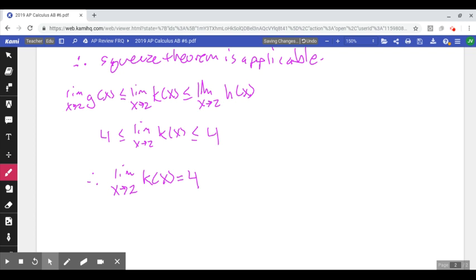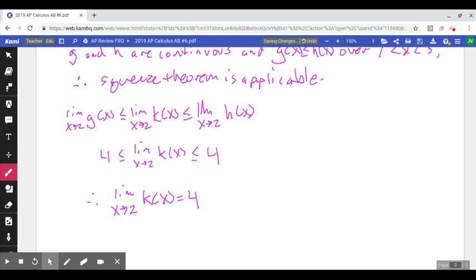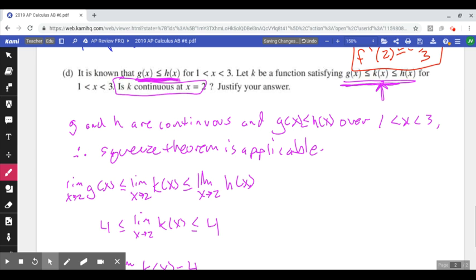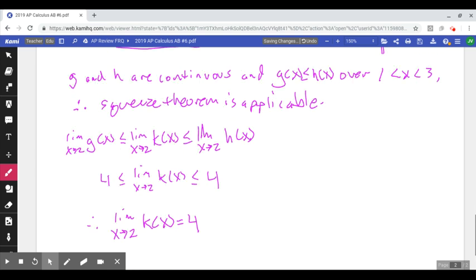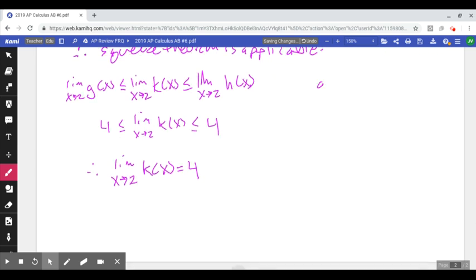Those two numbers have to be the same on the left and the right, and if so, then you've got that limit down pat. We also know that according to our inequality, we can take g of 2 and substitute the 2 into each one of those functions, and then it'll be h of 2 over here. So we also know that g of 2 is 4, and h of 2 is 4, which means k of 2 has to be equal to 4 as well.